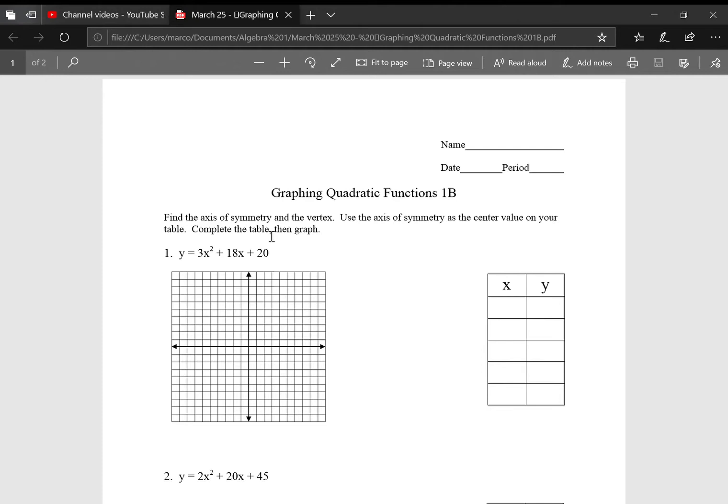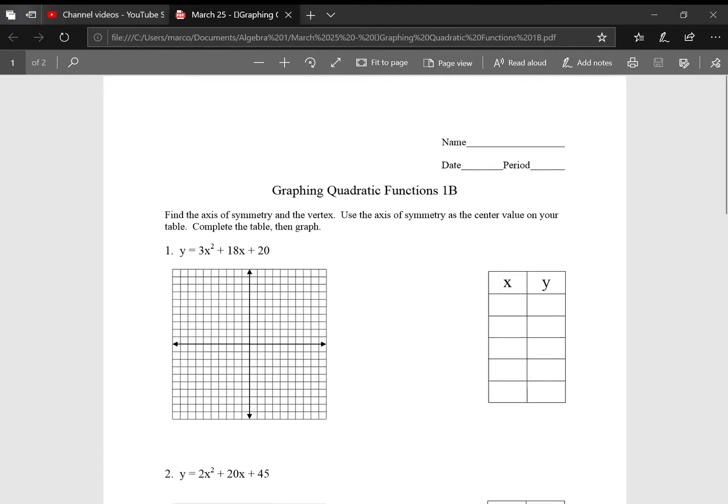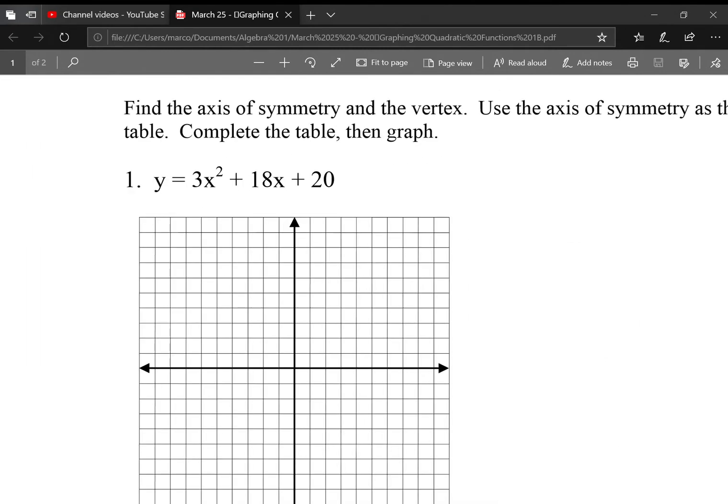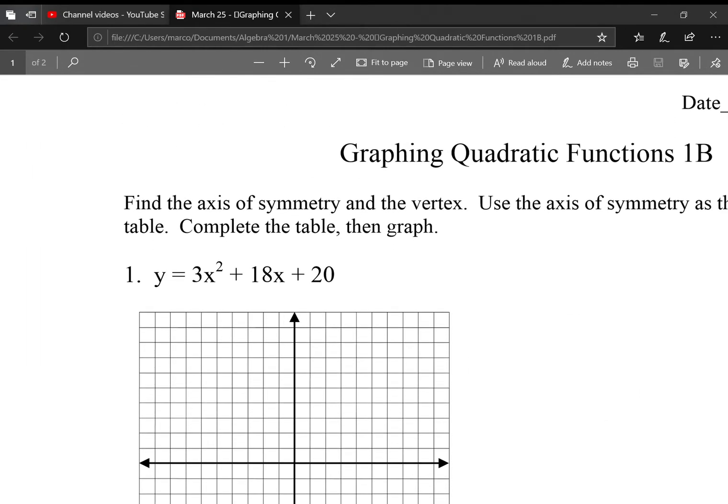Today we're looking at graphing quadratic functions 1b. Now, the only difference between yesterday and today is yesterday I gave you the x values to plug in. Today I'm going to show you how to choose your own x values. This method is specifically for graphing quadratic functions. You wouldn't go through all this trouble if it was, say, a linear function or exponential. But for quadratics, this is just a good method. And you'll see if I read the instructions, the method is very simple.